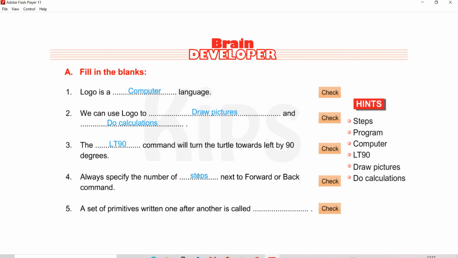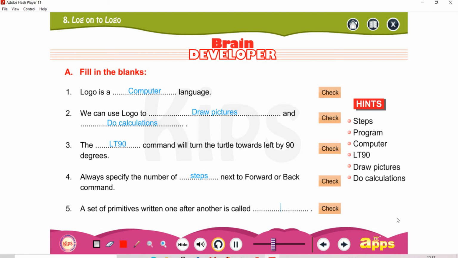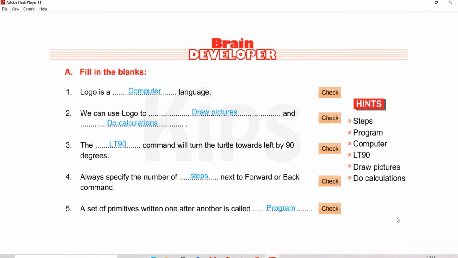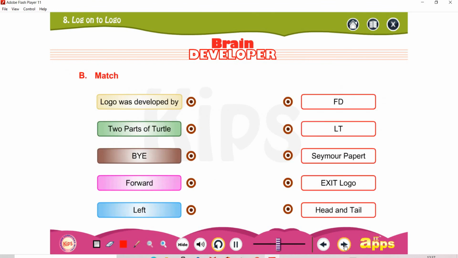Next question, a set of primitives written one after another is called a program. Next, match the following. So in the match the following, Logo was developed by Seymour Papert.